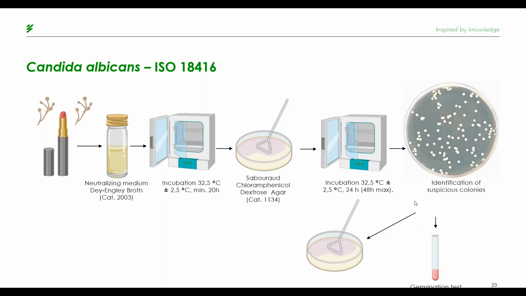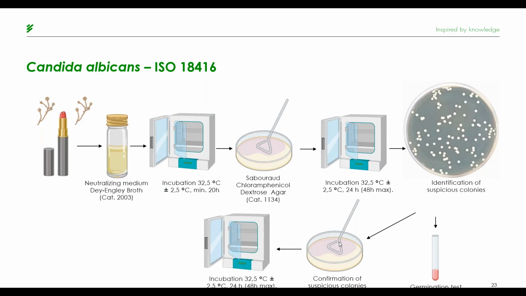Then we take another suspicious colony and we inoculate a plate of cornmeal agar to confirm these suspicious colonies. We incubate this plate for another 24 hours at a temperature of 32.5 degrees Celsius approximately, and we can then identify the colonies of Candida albicans under the microscope by the production of chlamydospores, which are very refringent structures that can be seen clearly under the microscope.